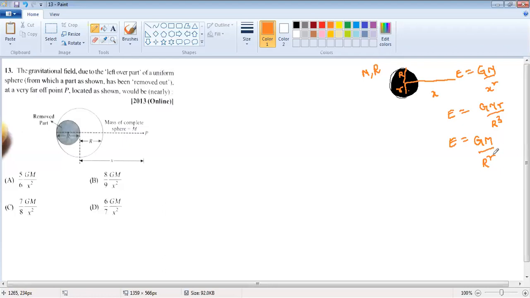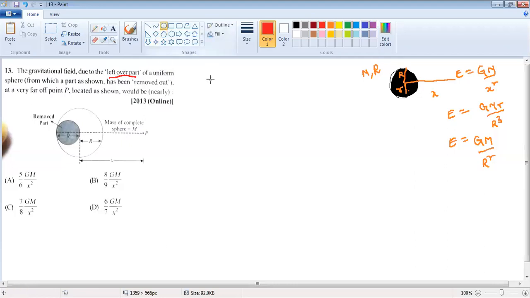Now come to the question. Here the question is a bigger sphere of mass M, in which only a small portion is removed. This portion is removed. So the gravitational field due to the leftover part, the part which is remaining here. So use the principle of superposition.